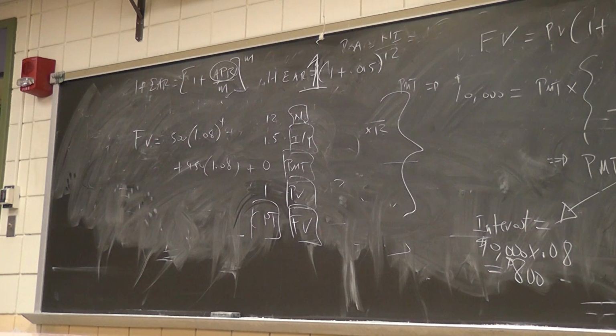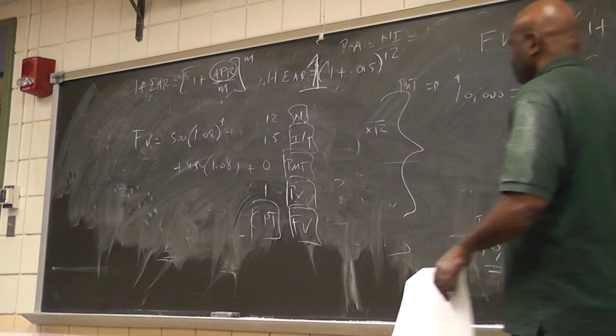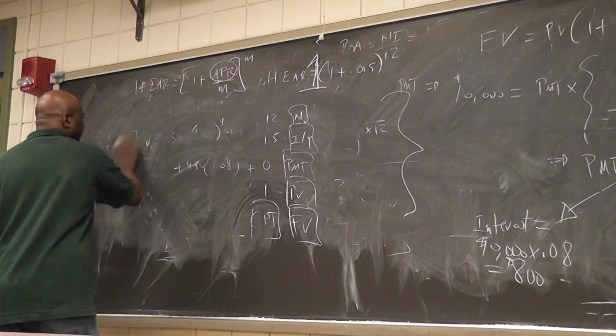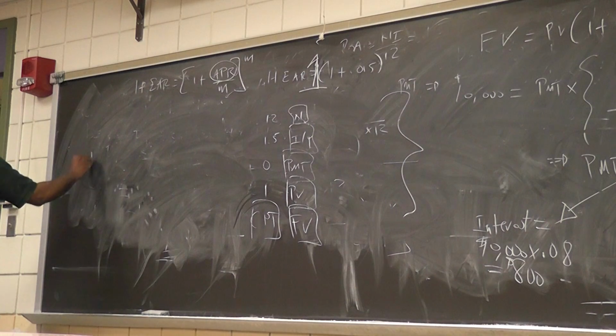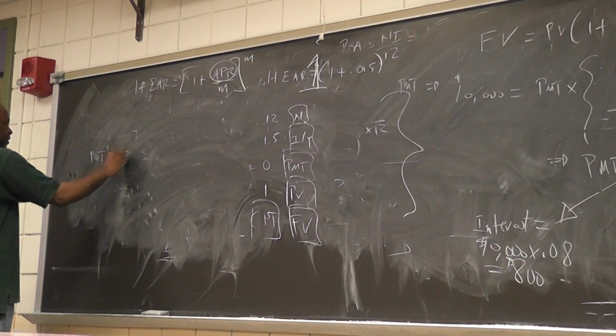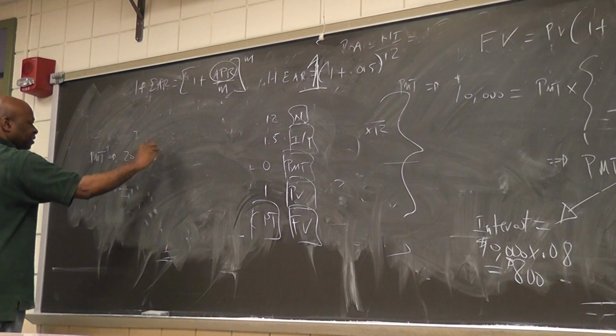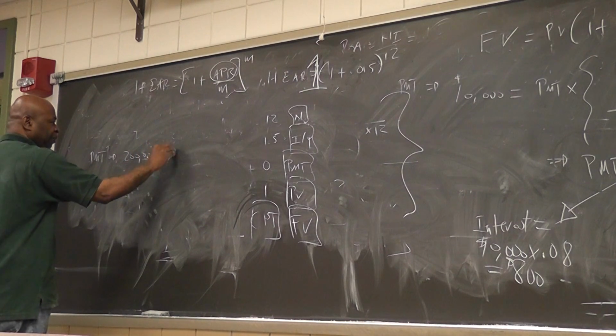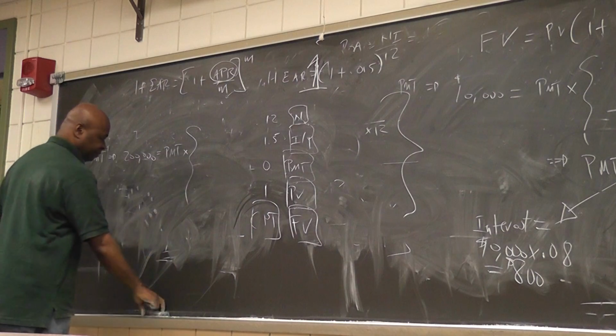Let me read it. If you borrow $200,000 and agree to repay the loan over 15 years with monthly payments at an interest rate of 9%, what will your monthly payment be? I think we've done that before. So again, payment is such that the loan of 200,000, right, is the present value of all payments, right?